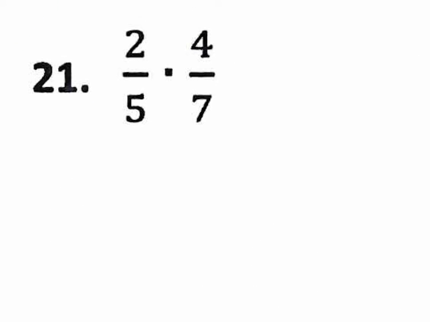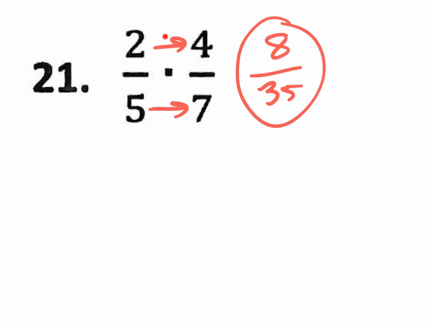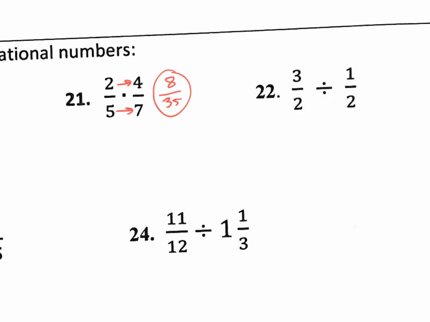Right there. Multiplying is always easy. It's even easier when you could cancel. Right here, you can't cancel, so just go 2 times 4, get 8. 5 times 7, get 35. And since you weren't able to cancel at the start, that means that you're not able to reduce. So there's your answer for 21.